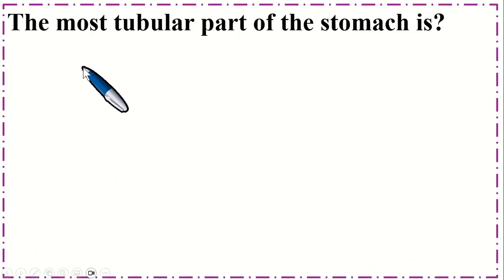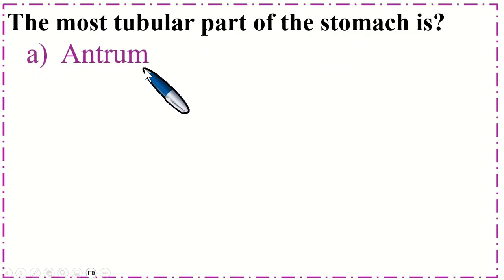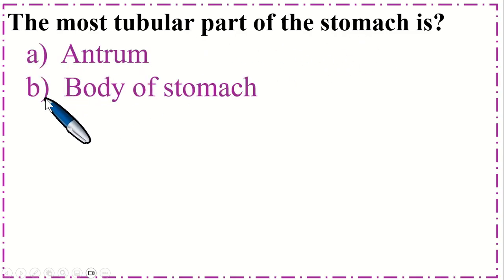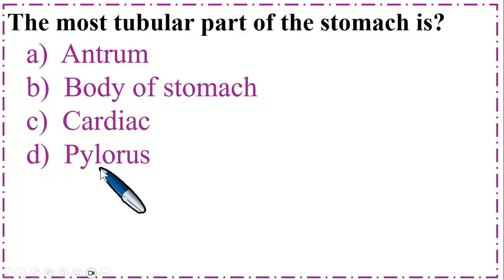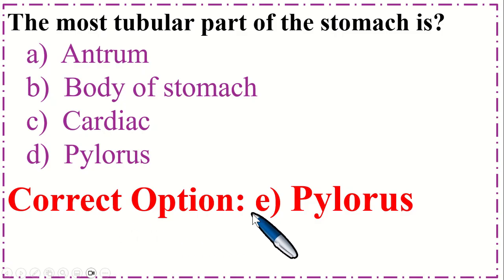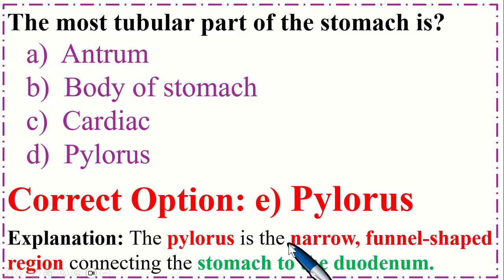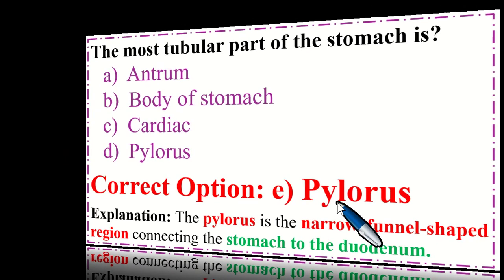So this is very important MCQs. The most tubular part of the stomach is option A antrum, B body of stomach, C cardiac and option D pylorus. So the correct option is D pylorus. The pylorus is a narrow funnel shaped region connecting the stomach to the duodenum.